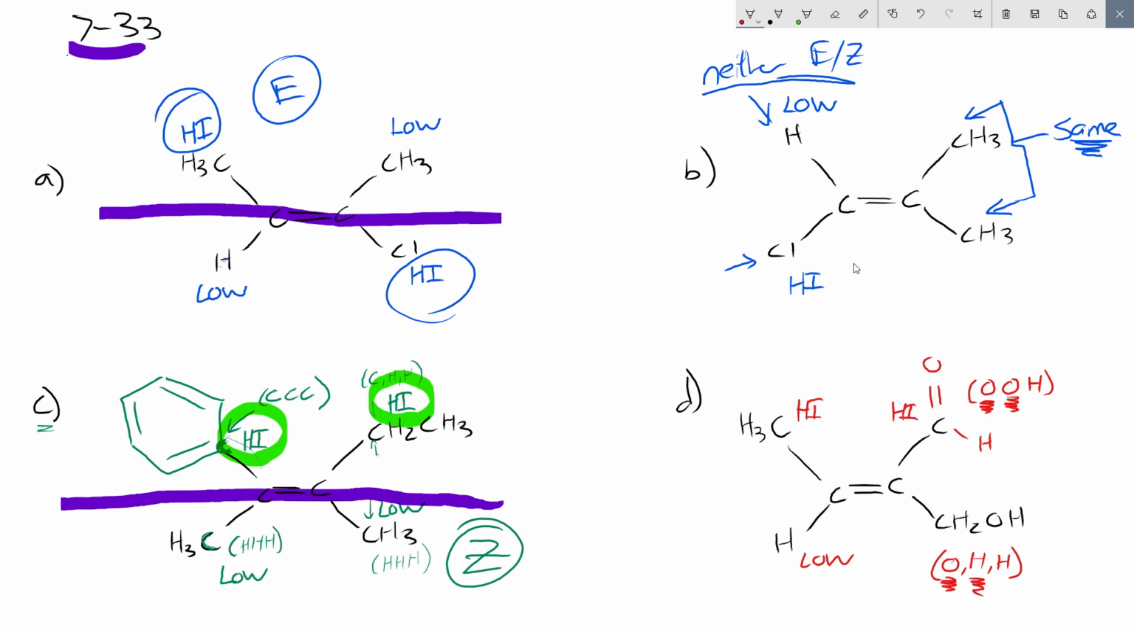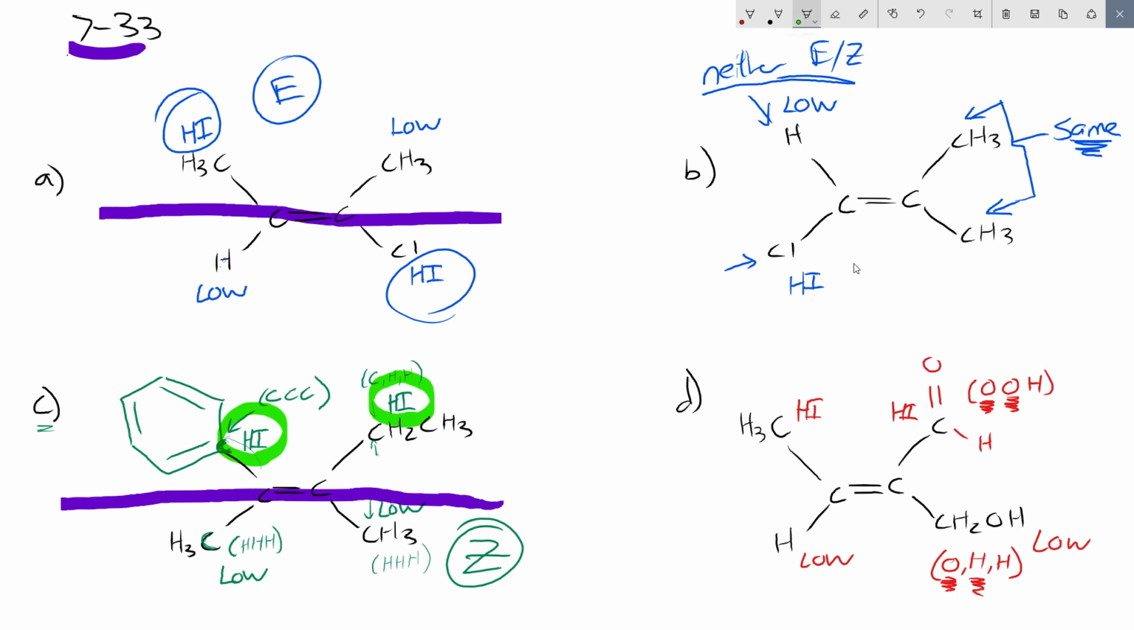High, low. Notice it has a higher priority even though the bottom group has a higher weight in total, right? Again, you go by the first point of difference. And because double bonds are double counted, a lot of the times they get higher priority regardless, right?